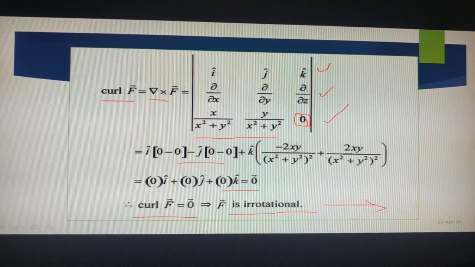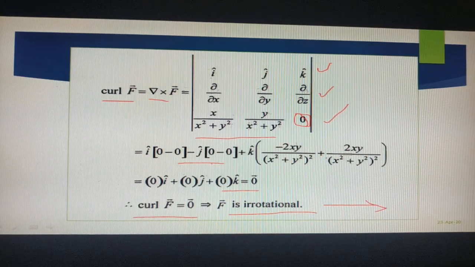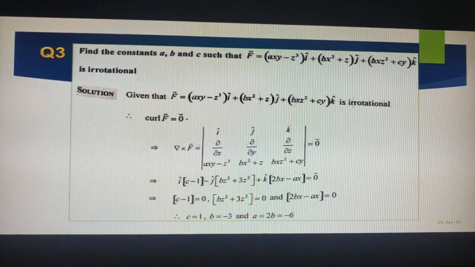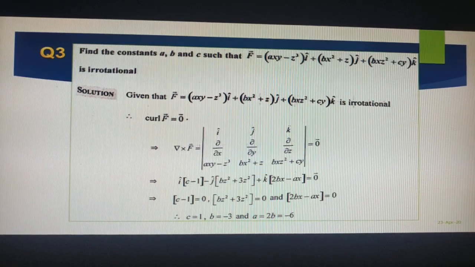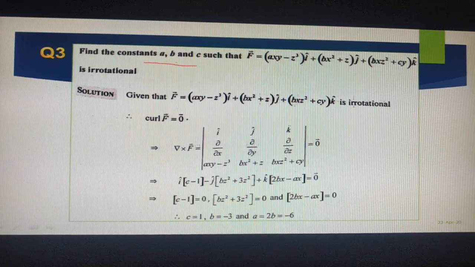We already know how to evaluate curl and divergence, and if those become zero, then we can call it solenoidal as well as irrotational, depending on the operation we are taking. Now you see here we need to find some unknown values A, B, C.